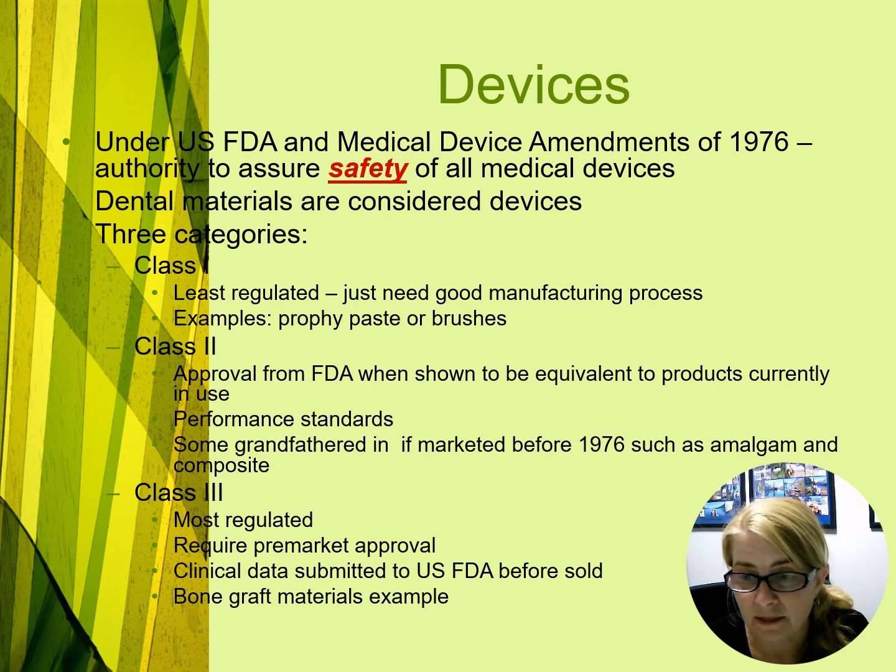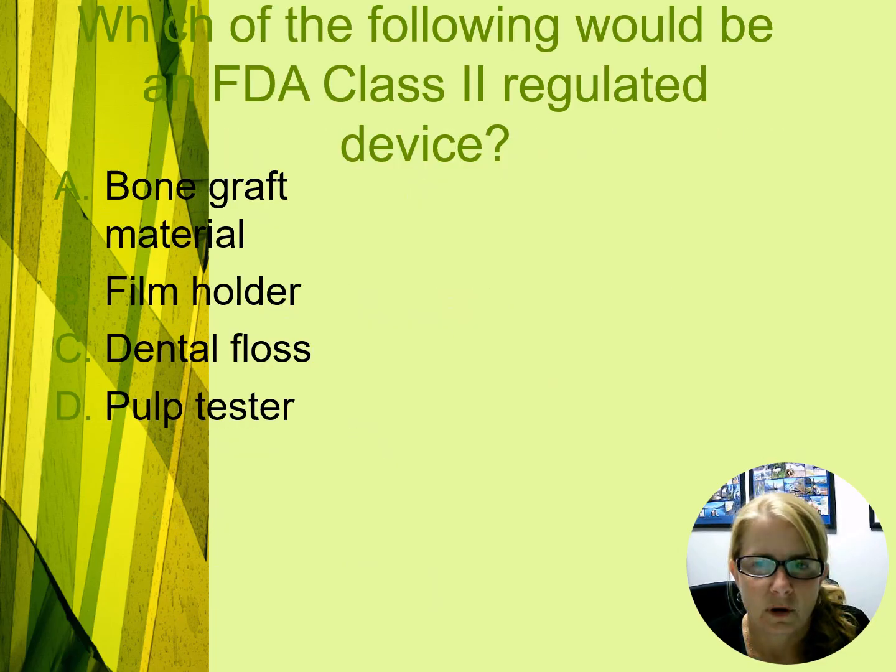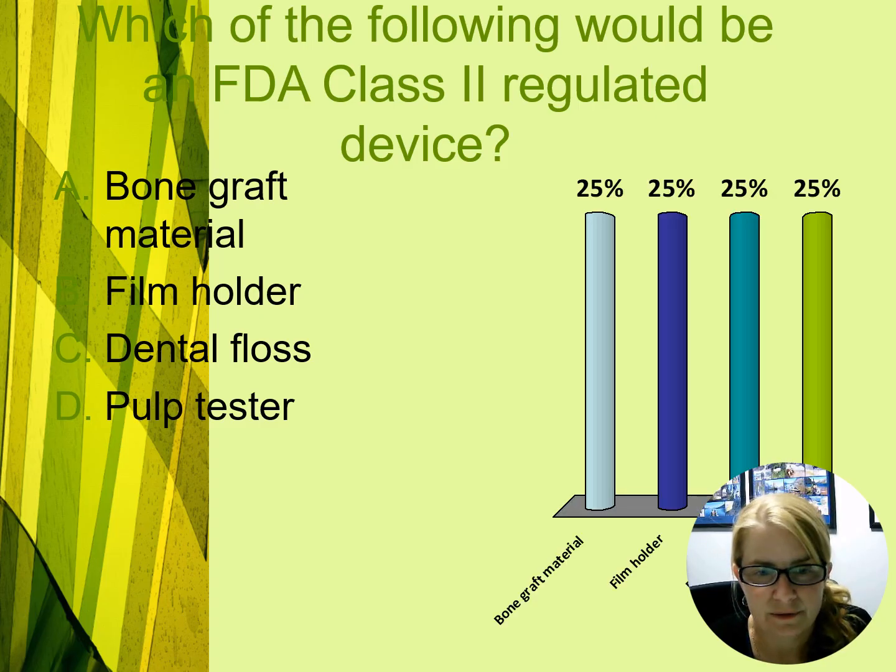If you look at the different classes, it goes from toothbrushes to bone graft, something they're putting in and hoping that your body accepts as a bone graft. So of course it would be the most regulated. Which of the following would be an FDA Class 2 regulated device? And that would be pulp tester. Pulp tester falls under category 2.